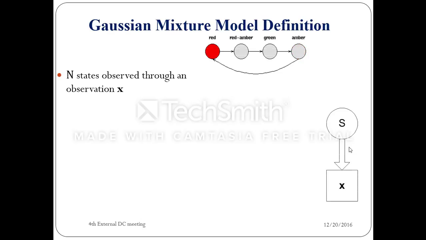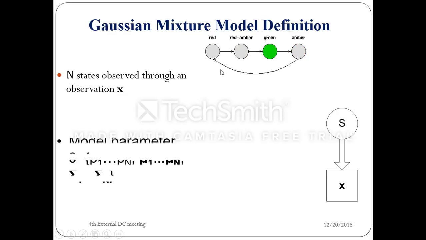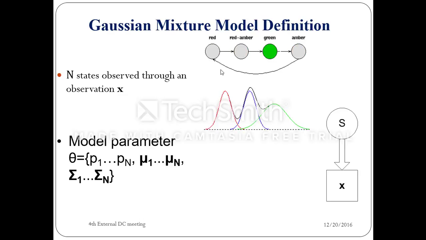The next part is the Gaussian mixture model definitions. It has n states, and it shows the transition from the initial transition to the final transition. For example, red goes to red, amber, green, amber, and amber, and the last, the final state, goes to red. So n states are observed through an observation of x. The model parameter is the equation system. This is part of the implementation of how it comes together.